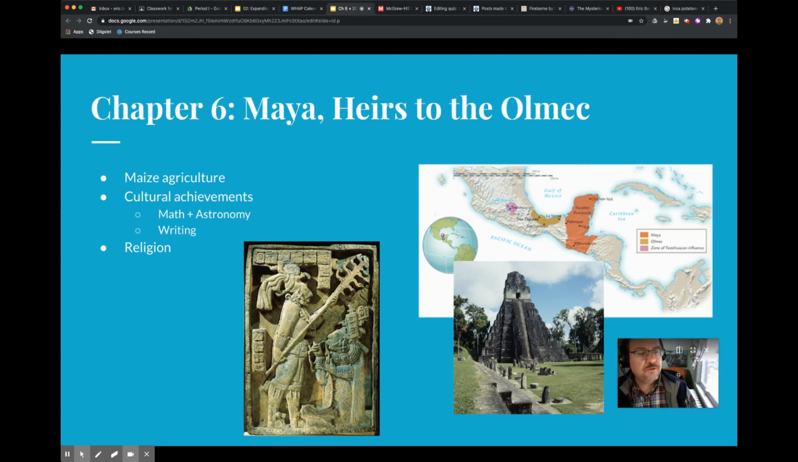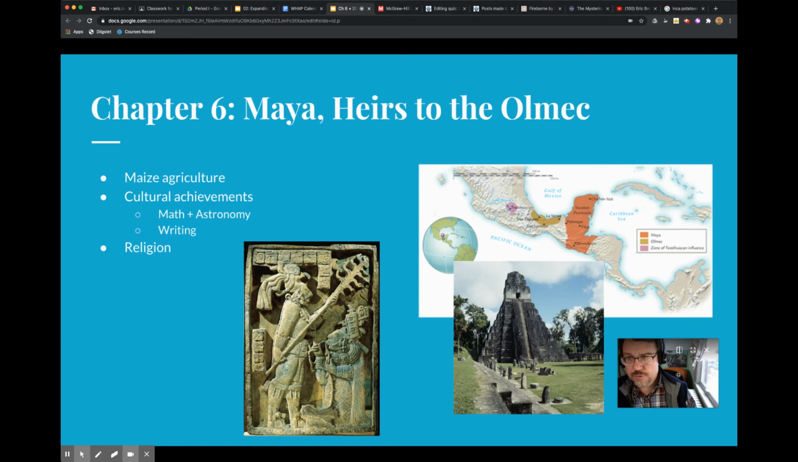I'll move myself onto the slide. In chapter 6, there's one section on the Maya. It's a subsection entitled Heirs to the Olmec. So there's a little on the Olmec, who are even more ancient than the Maya. Giant stone heads, maize agriculture, a lot of cool stuff. And the Maya came after that and continued some of the Olmec traditions, including maize agriculture. Maize is often called corn in American English, but in British English, corn is any kind of grain. So we use maize here to be more specific in world history.